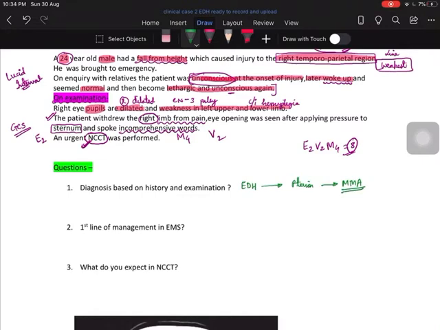That is the first thing. The other part is the presence of a lucid interval, which is characteristically seen in EDH. So these two things signify it is a case of EDH.